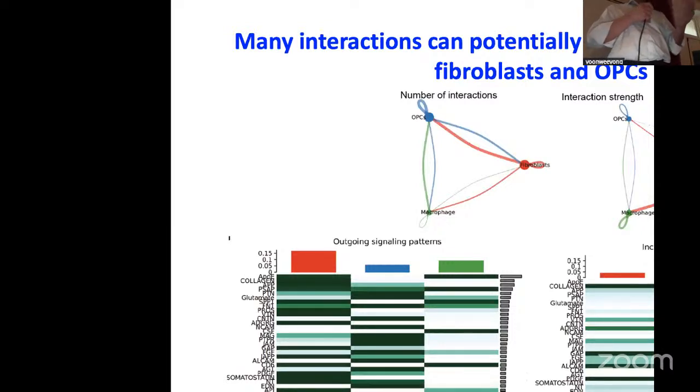And because we have spatial transcriptomics, we can do things like cell-cell interaction, in this case using CellChat analysis, and show that these cells, fibroblasts, talk to oligodendrocyte precursor cells, talk to microglia, macrophages, and what are some of the signals, etc.